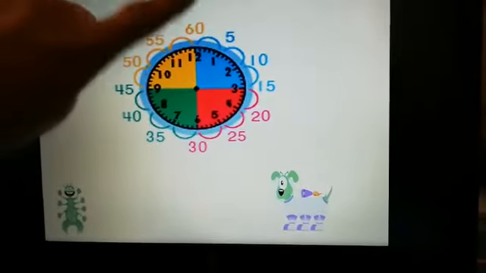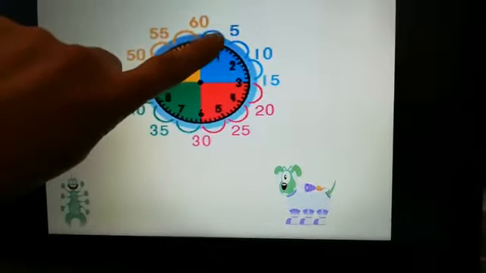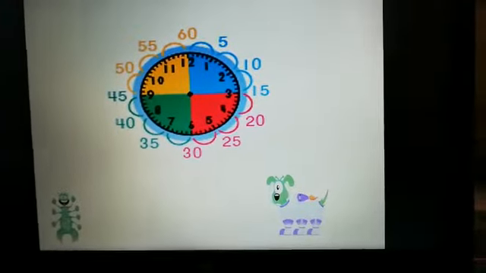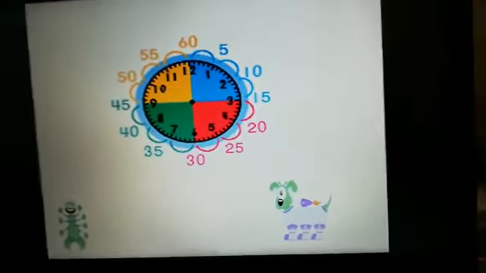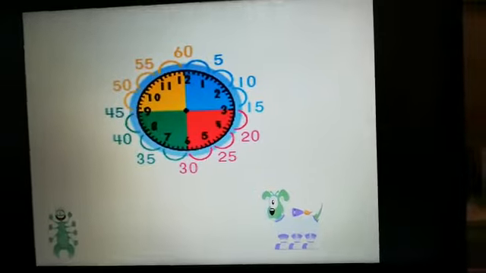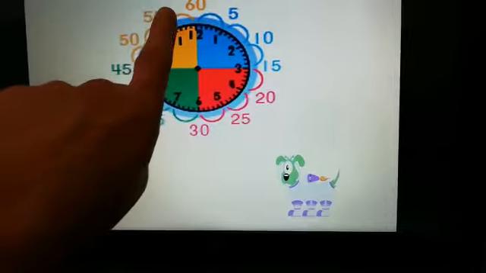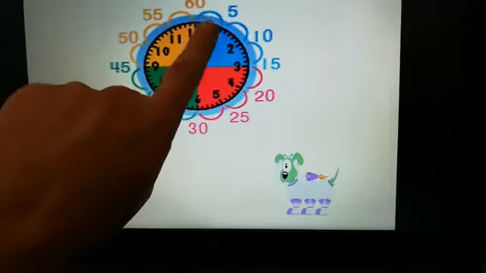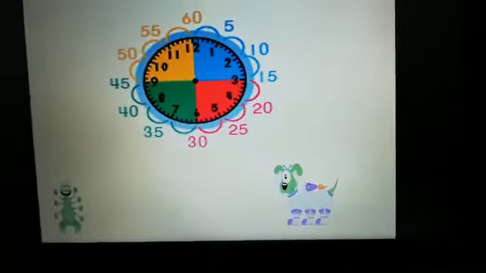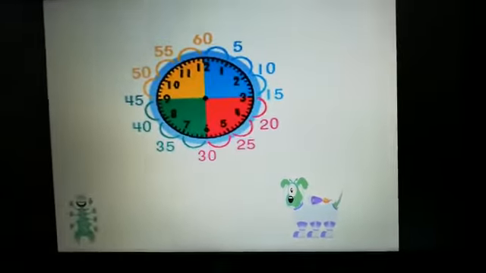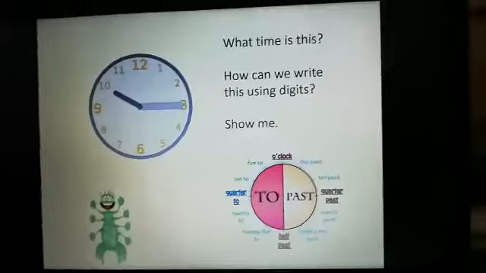Time. Are we ready to count in minutes? In fives. 5, 10, 15, 20, 25, 30, 35, 40, 45, 50, 55, 60. Remember, we've been looking at the minute hand going a quarter of the way around the clock, which means it's gone for 15 minutes. So let's look at the time.